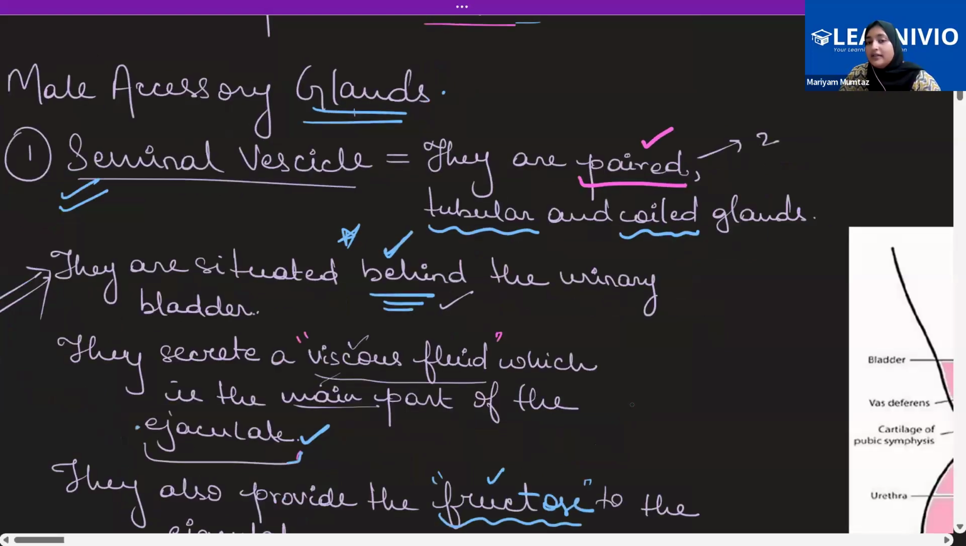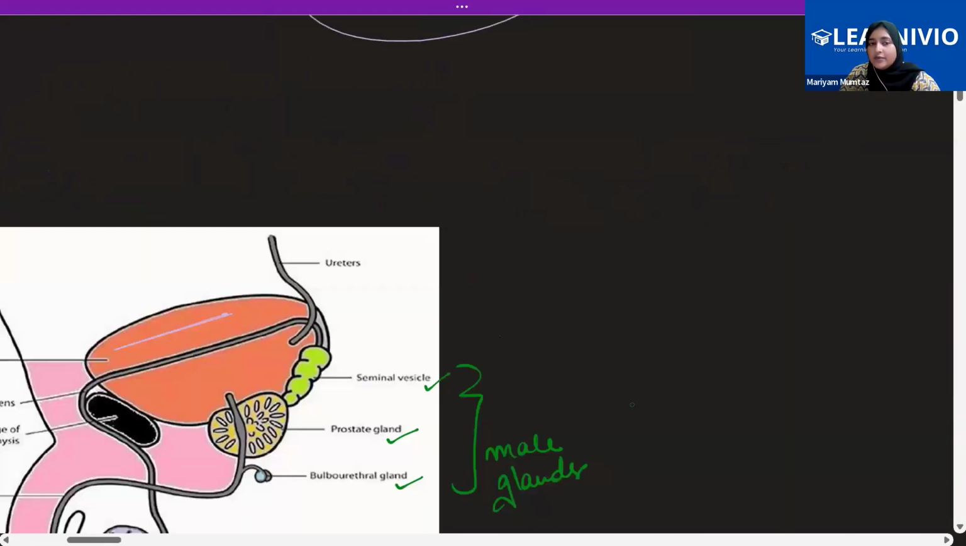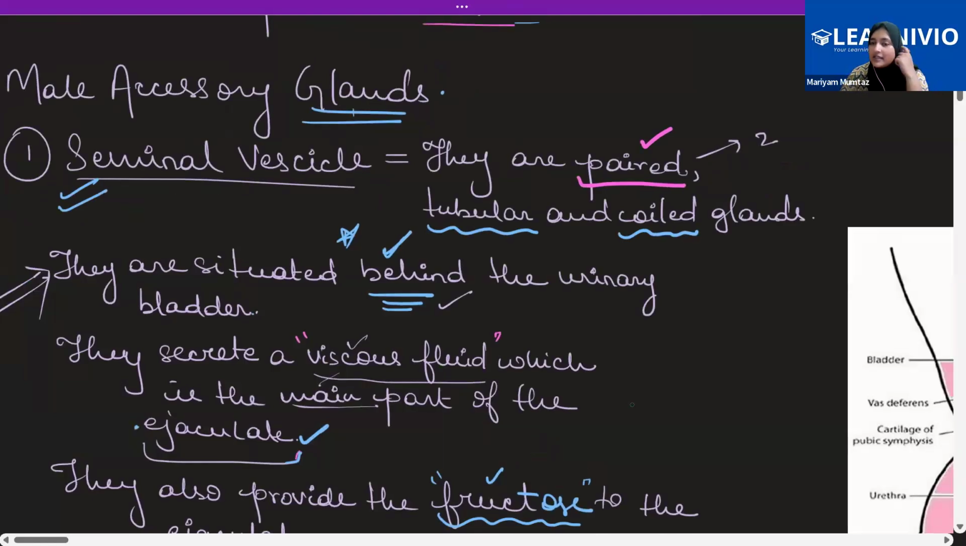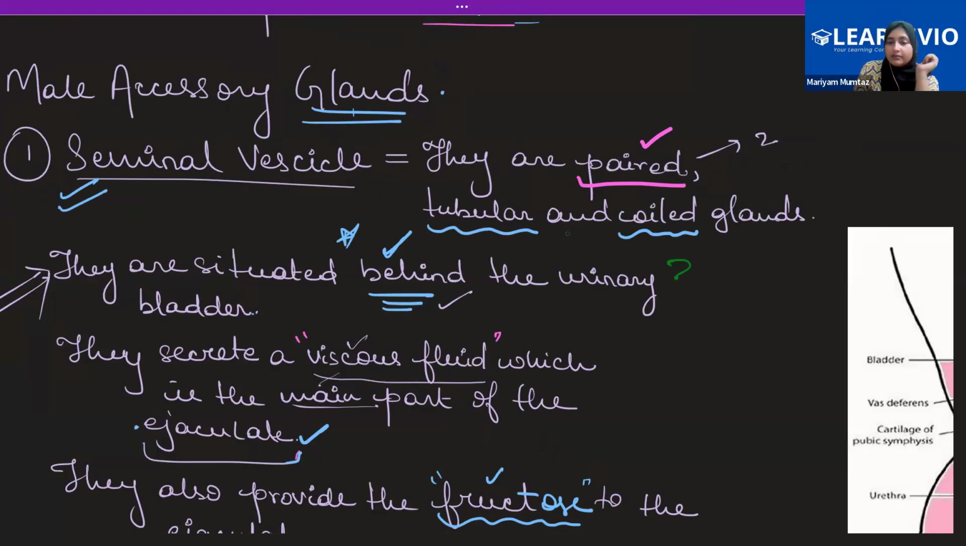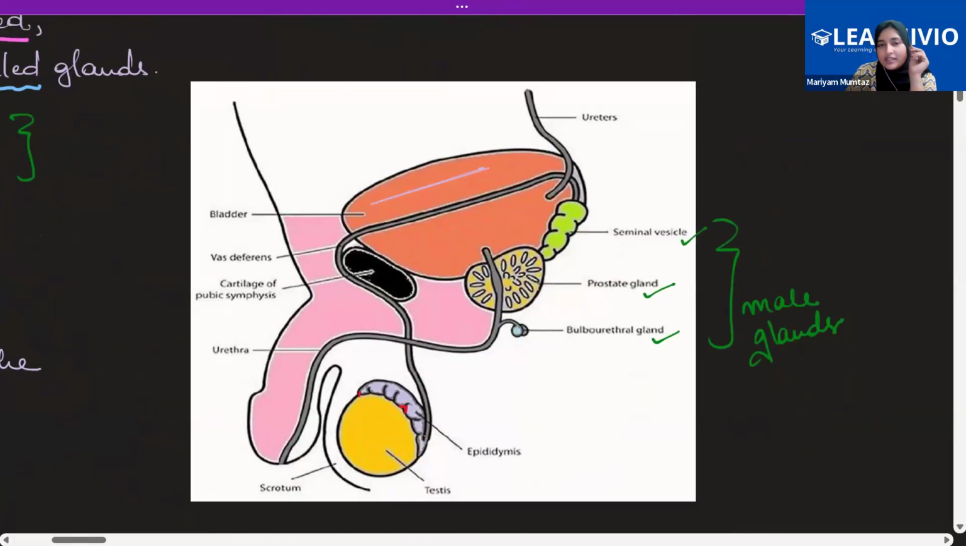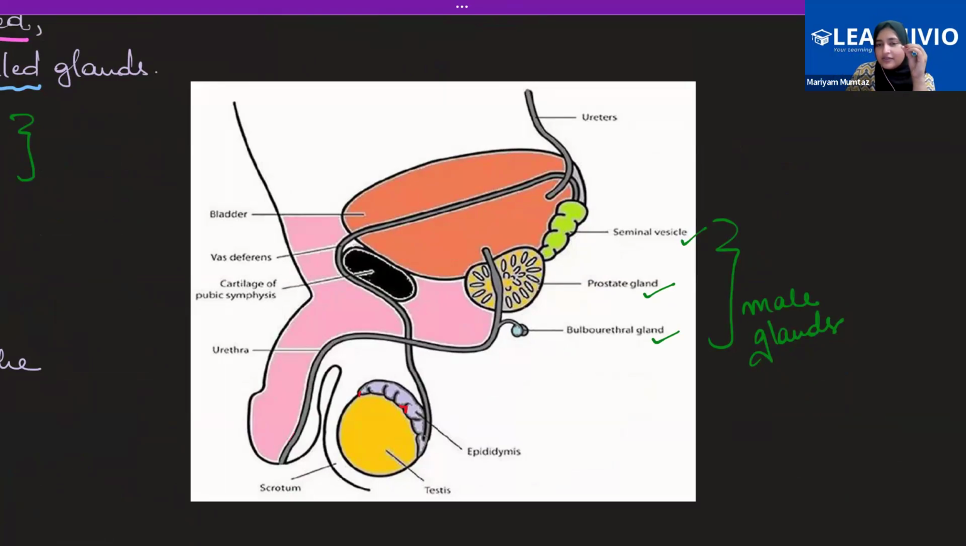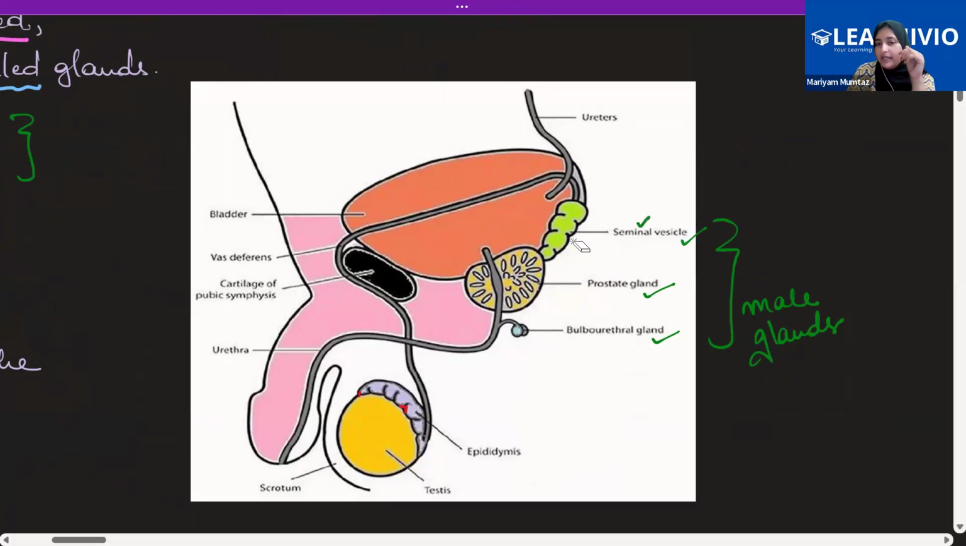Now, these are a paired gland. Paired means how many of them? Two of them will be present, right? It is present in a pair, and it is a tubular and coiled gland. It is tube-like and it is coiled. So where is it situated? The positions are very important. It is situated behind the urinary bladder. This pink portion is the urinary bladder, and behind it is the presence of the seminal vesicle. Behind.